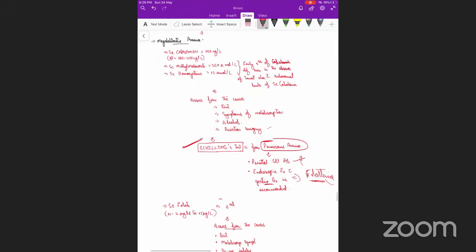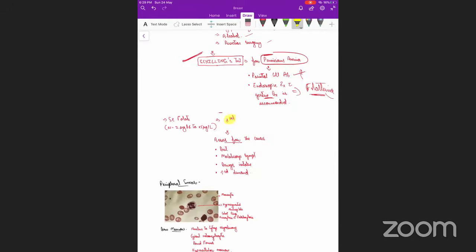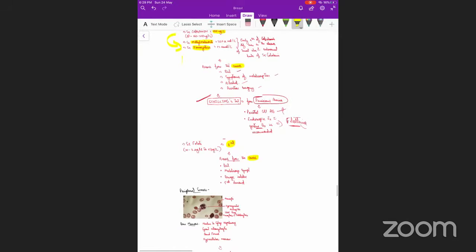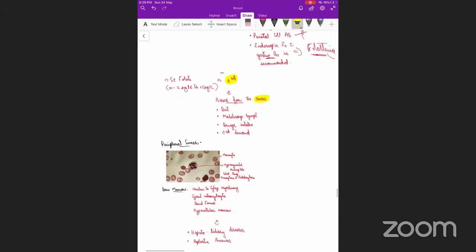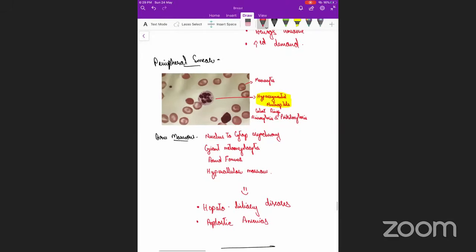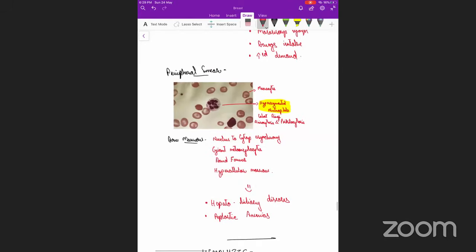Then comes folate deficiency. Serum folate will be reduced. Again, assess for the cause. Causes are almost similar for megaloblastic and folate deficiency. In the peripheral smear, what do we see? Most specific is hypersegmented neutrophils. When do you call it hypersegmented neutrophils? Greater than 5. Okay, it is greater than 5 or greater than 6. Greater than 6 in one peripheral smear. If it is multiple peripheral smears, then it is greater than 5.